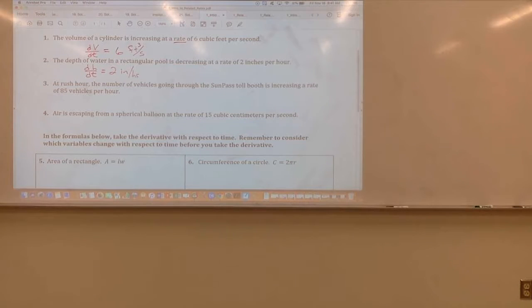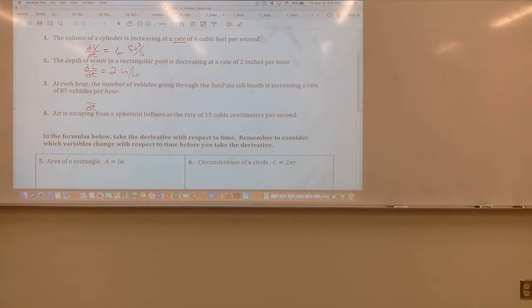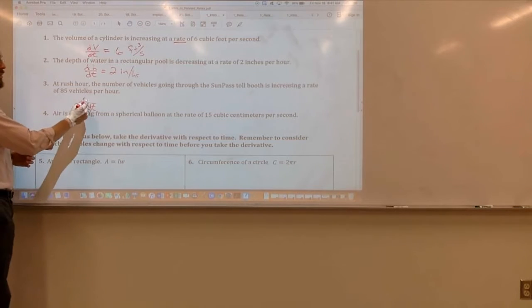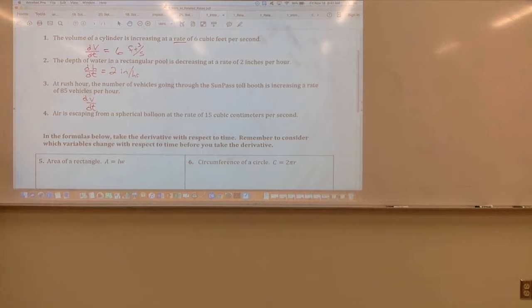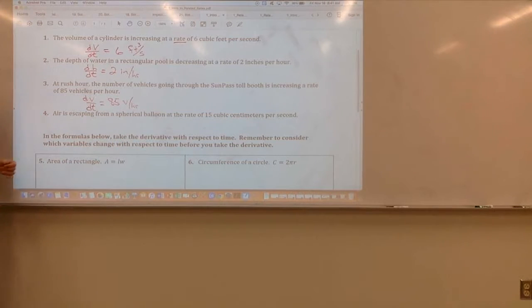So, how about number 3 here? The number of vehicles going through the toll booth is increasing at a rate of 85 vehicles per hour. How could I express that using this notation? Something over dt. What could I put over dt? It's just the rate of change of the vehicles. So we could say dV over dt, the rate of change of the number of vehicles is equal to 85 vehicles per hour.